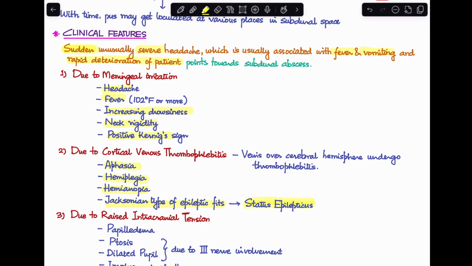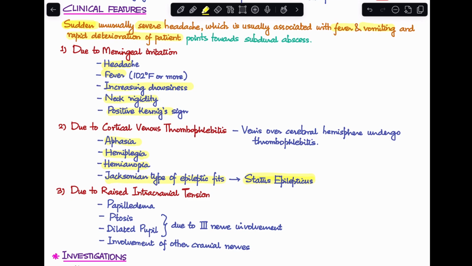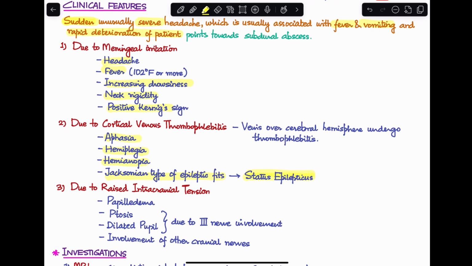Last of all, because of the raised intracranial tension, you'll also see certain features like papilledema, ptosis, and dilated pupil, which occurs due to oculomotor nerve palsy, and there can also be involvement of other cranial nerves.